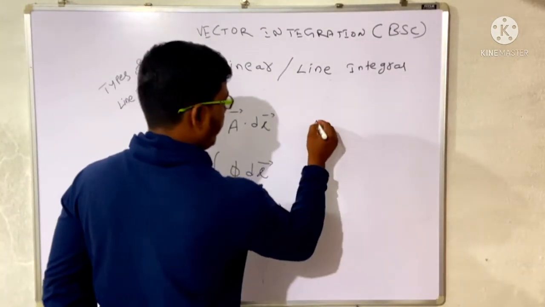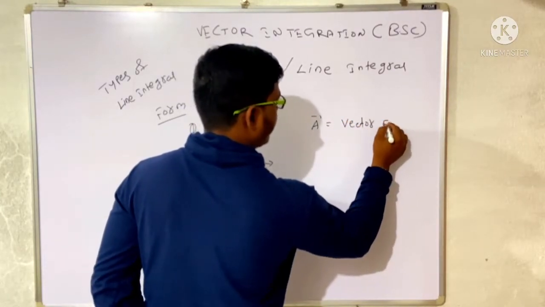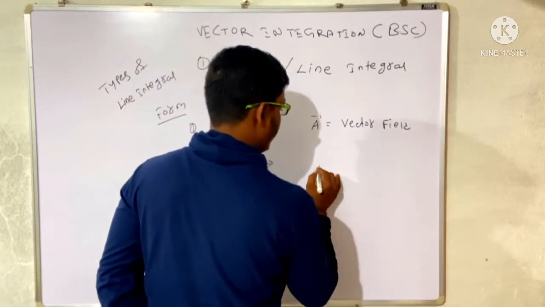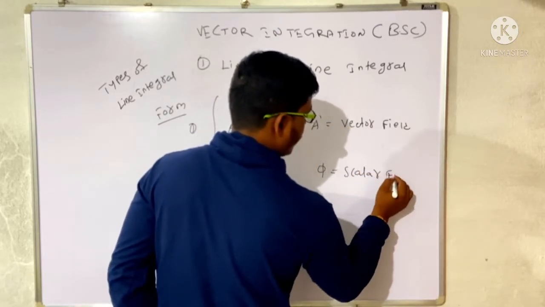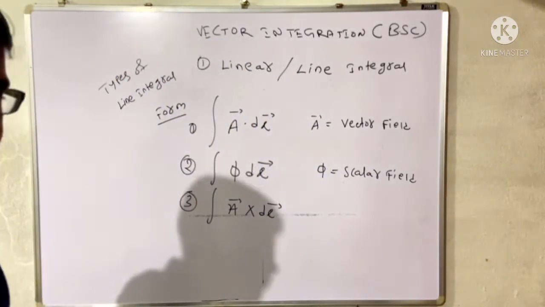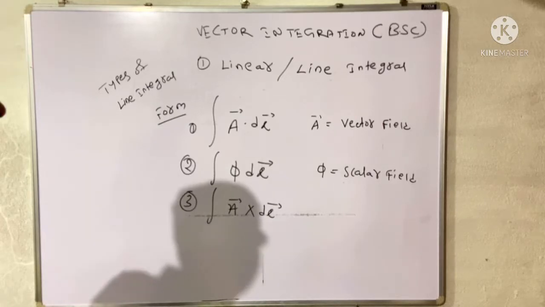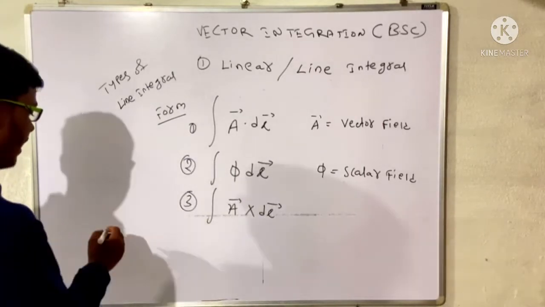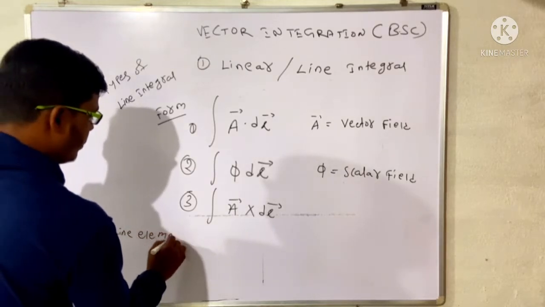Remember, a is a vector field, but phi is a scalar field. Okay, so a is a vector field and phi is a scalar field. Then what is the line integral? That means, what is the line element?